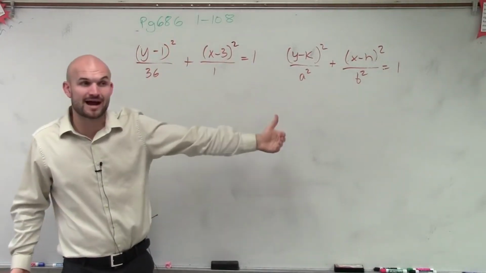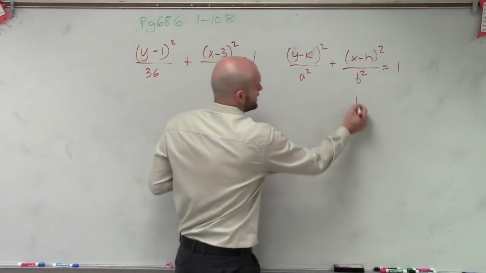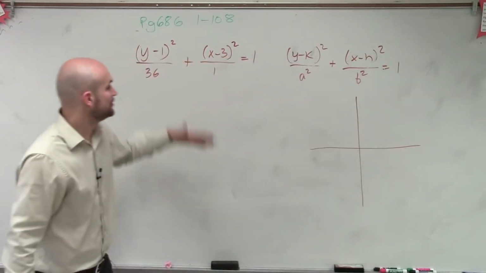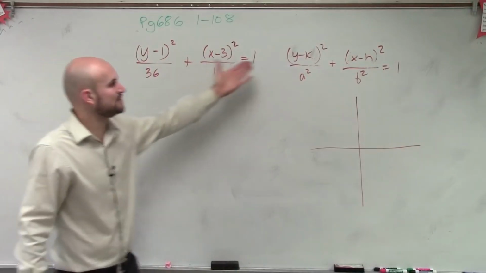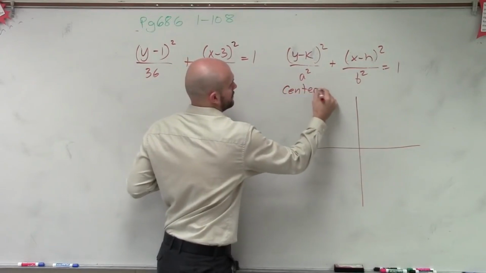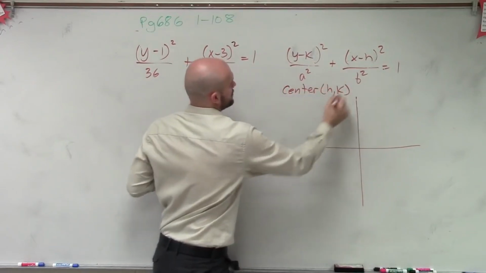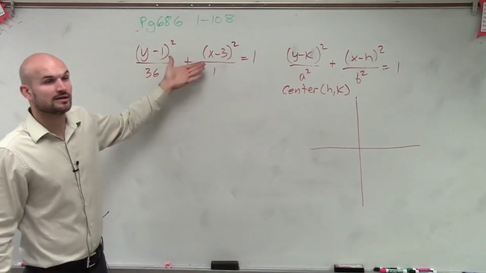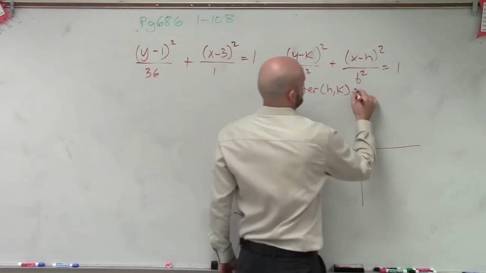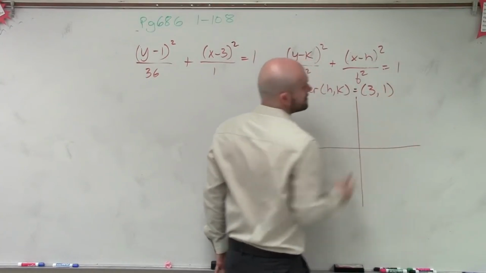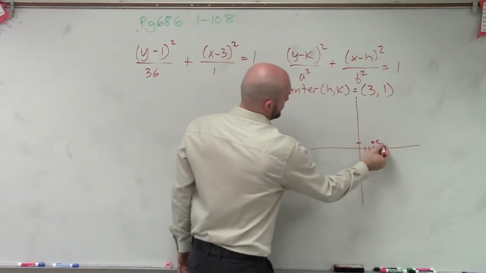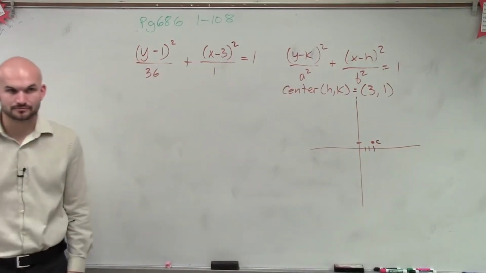And they're asking us to graph it. So let's figure out what important parts we need to know. The first one is determining the center. Remember, the center is h comma k. In this case, when you look at your formula, h is 3, k is 1, because remember, it's always the opposite. So let's go over 3: 1, 2, 3, up 1. Now I found my center.